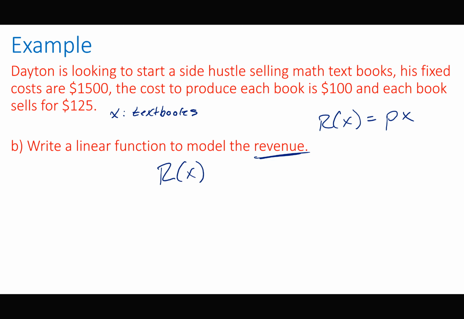So the revenue means sales, money that's being made on this. We can see here each book sells for $125. So it would be 125 times X. Sold one book, it'd be $125. Sold 10 books, it'd be $1,250, and so on. Okay, we're just creating the function. We're not calculating anything yet.